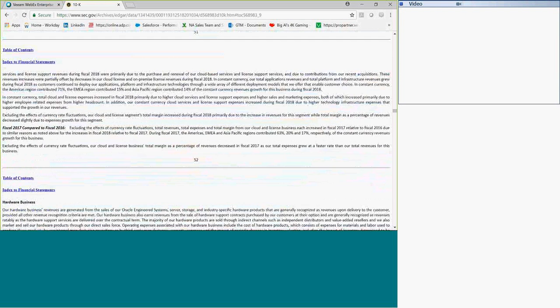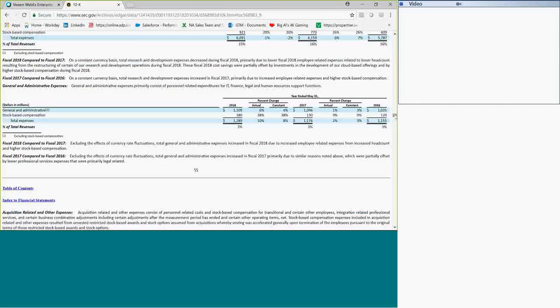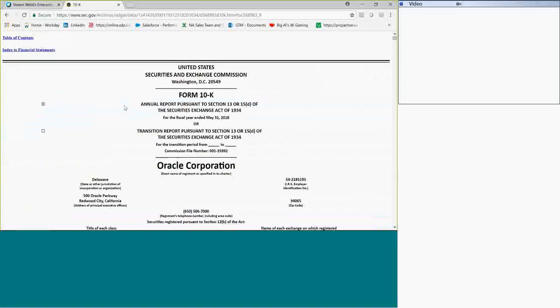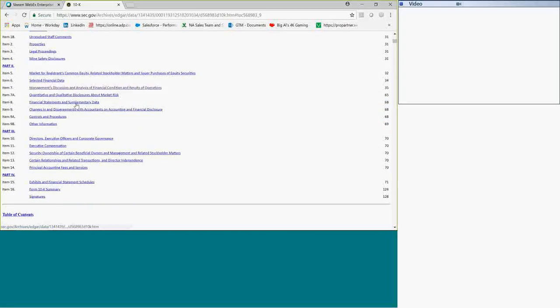Then often, before we get to the actual financial statements, there's a lot of information that gives summaries. Again, I'll go back up to the top. If you ever get lost, go back to the top and click through. There'll be a clickable table of contents. I want to go to the actual financial statement. So remember, our fourth category is like other.